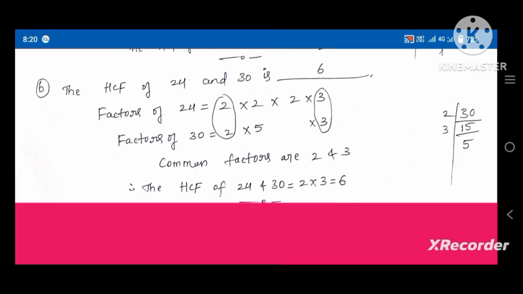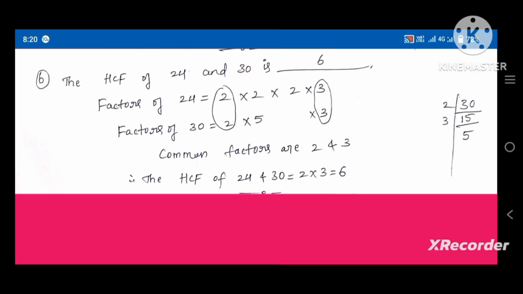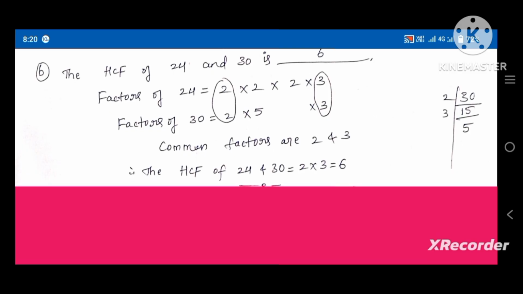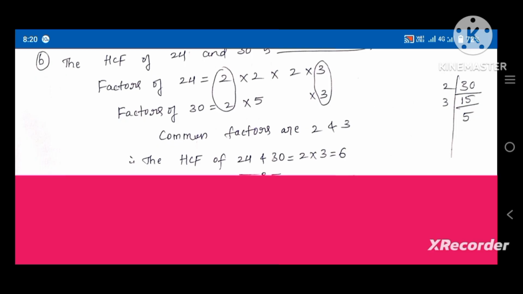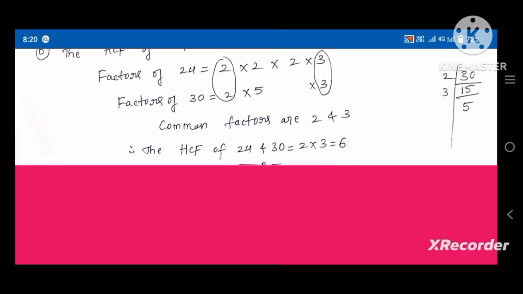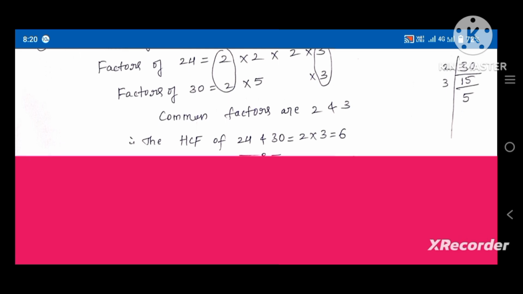B. The HCF of 24 and 30 is 6. Factors of 24 are 2, 2, 2 and 3. Factors of 30 are 2, 5 and 3. Common factors are 2 and 3. The HCF of 24 and 30 is equal to 2 into 3, which is equal to 6.